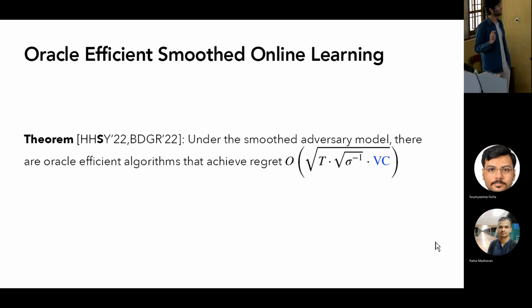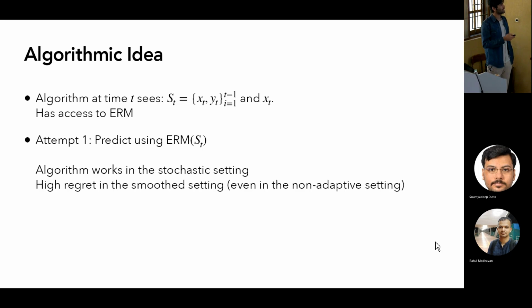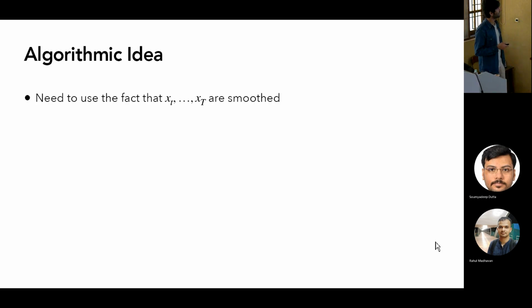Okay, so I'll be super brief about the proof. The idea is sort of simple. The syntax of the algorithm is that it sees a data set at time t, the data that you're seeing so far, and it has access to ERM. The most natural thing to do would be to just predict using ERM, and you can show that even for non-adaptive adversaries, this does not give you a non-trivial regret bound. So you can't just use ERM.